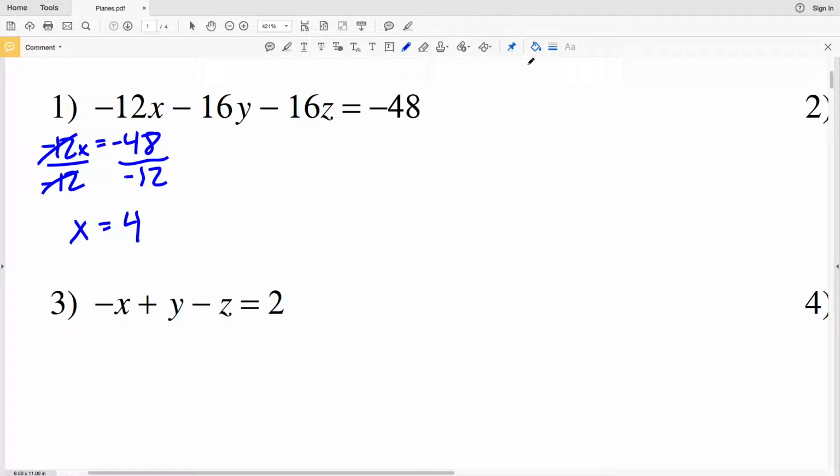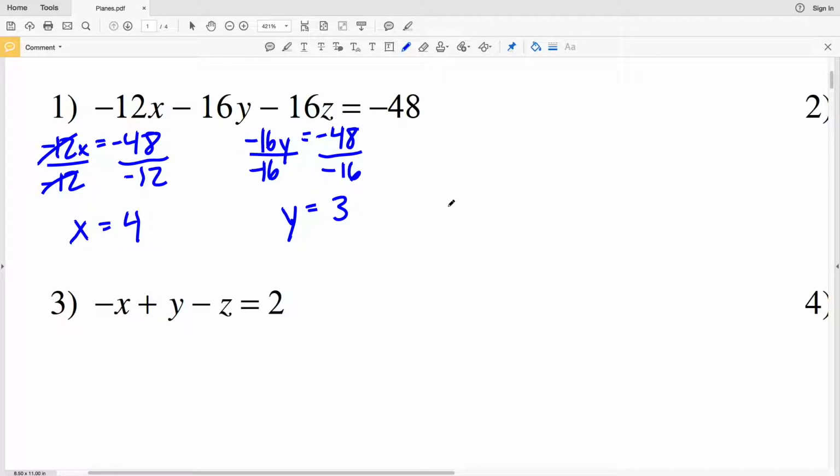Now let's solve for the y-intercept. The y-intercept occurs when x equals 0 and z equals 0. So that means we're going to have negative 16y equal to negative 48. Then we'll divide both sides by negative 16 in order to find that y-intercept. So the y-intercept is equal to negative 48 divided by negative 16, which is a positive 3.